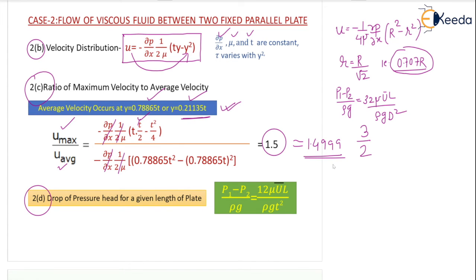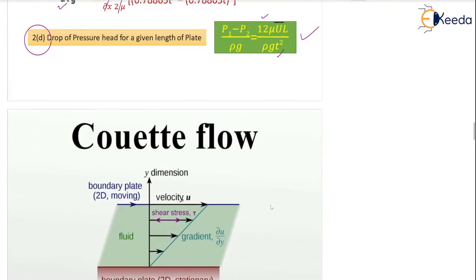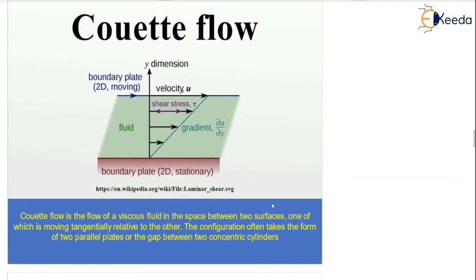Now there is a slight change here for the plate. It is 12 mu u bar L by rho g t square. In place of diameter, we are having thickness, and in place of 32, we are having 12. That's all. Rest all are the same. So this formula is widely used for finding the drop of pressure head for a given length of plate. Okay. Now we'll see one more flow, that is Couette flow.